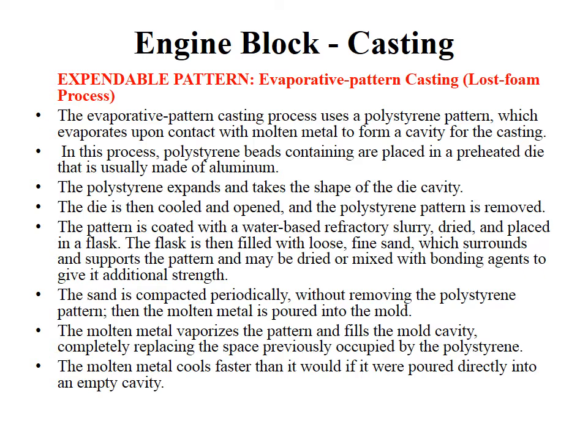So this polystyrene comes in the form of beads, and when they are preheated, they will expand, become like a vapor, and then take the whole shape of the die cavity. And then after the die is cooled, the polystyrene pattern can be removed, and then it is placed in a flask which is covered by fine sand, and this sand will make up the whole casting base. So when this sand is compacted properly, the polystyrene pattern is completely covered with the sand.